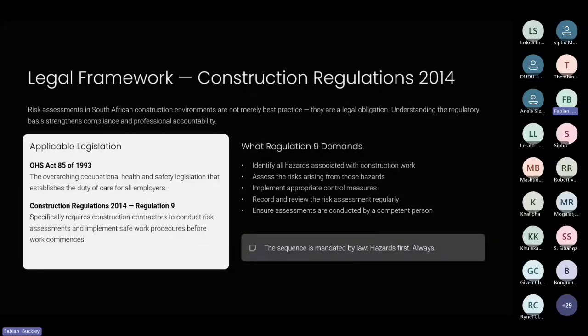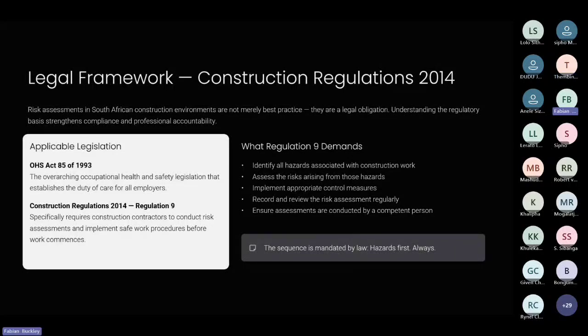Applicable legislation: OSH Act 85 of 1993, which is the overarching occupational health and safety legislation that establishes the duty of care for all employers. Construction Regulations 2014, Regulation 9, as most of us would be well aware, specifically requires construction contractors to conduct risk assessments and implement safe work procedures before work commences. So what Regulation 9 demands is: identify all hazards associated with construction work, assess the risks arising from those hazards, implement appropriate control measures, record and review the risk assessment regularly, and ensure assessments are conducted by a competent person.